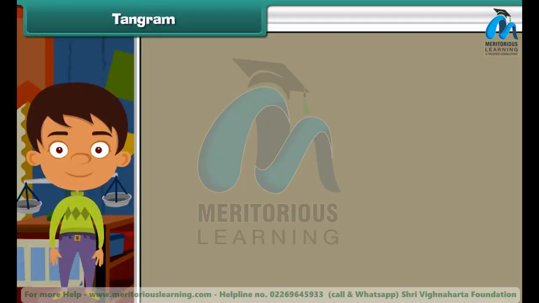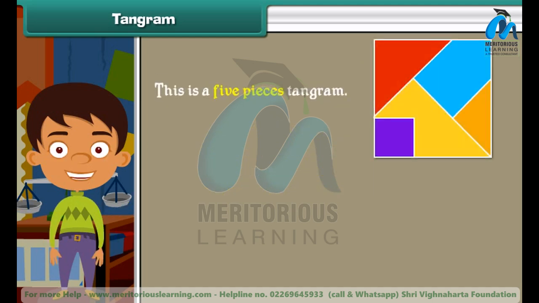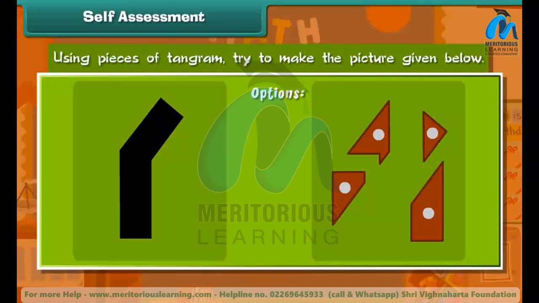Tangram. Tangram is an old Chinese puzzle. From the pieces of the tangram, we can make shapes of animals, people, and things. This is a 5-piece tangram. Hey kids, it's time to have some fun. Using the pieces of the tangram, try to make the picture given below.